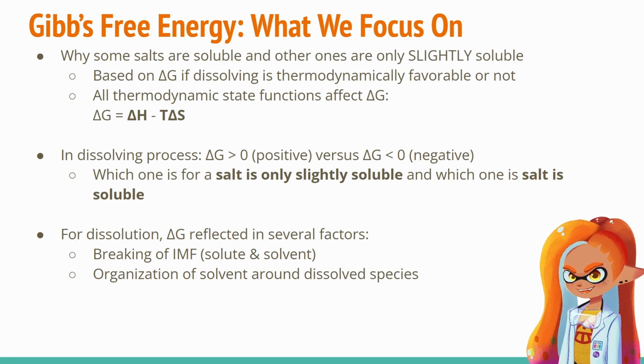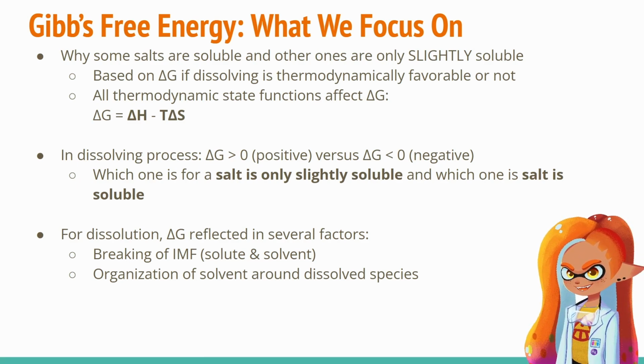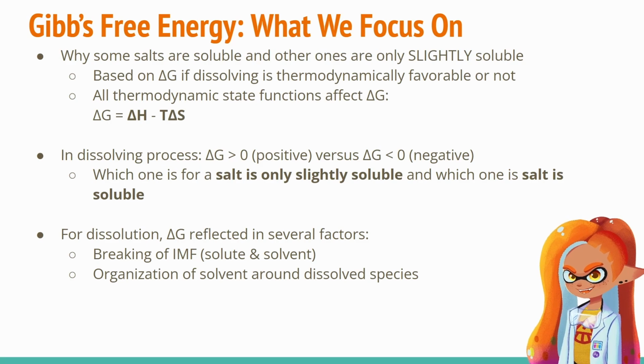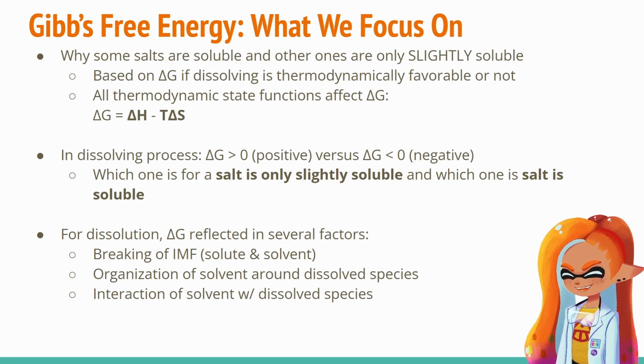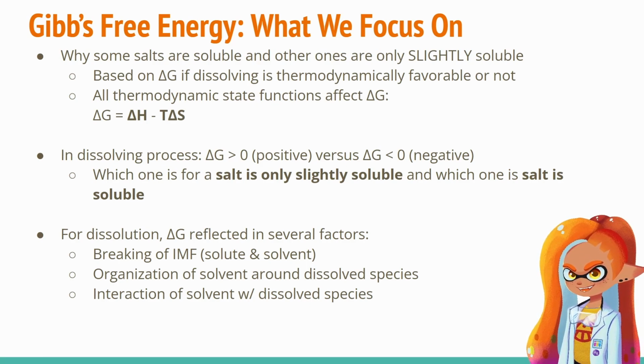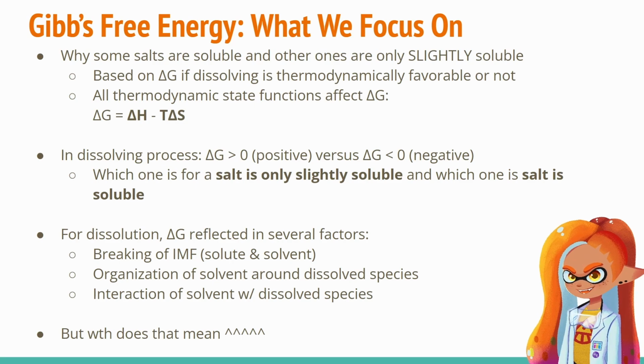So since we're talking about salts, we're usually going to talk about ionic stuff. And so when the ionic compound breaks apart into its dissolved ions, we're going to see the solvent, aka the water, surrounding that ion. And so we'll see the interaction between that solvent, again in this case the water, and the dissolved species. But what does that even mean, right? Because that can be a little confusing, and so I'm going to go over that with a couple examples.